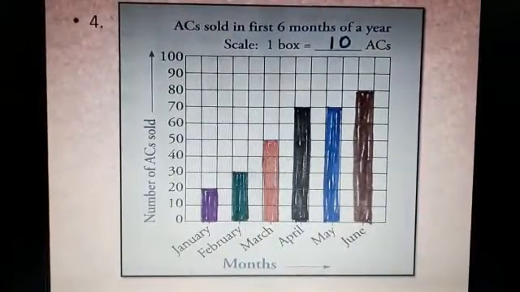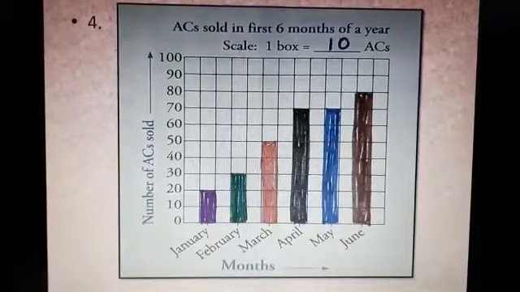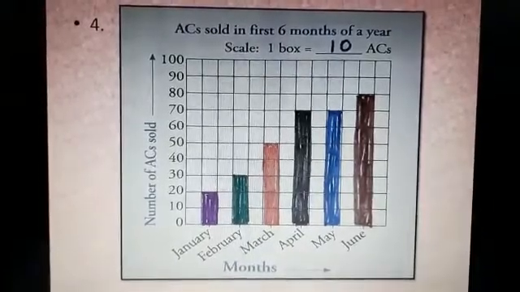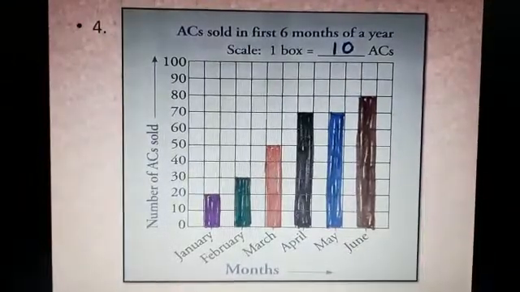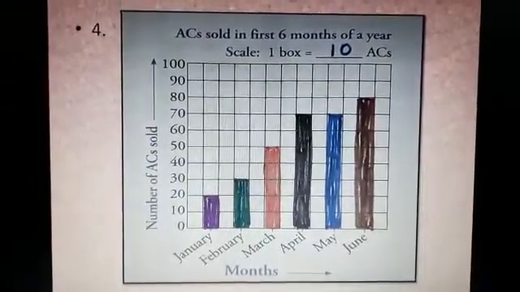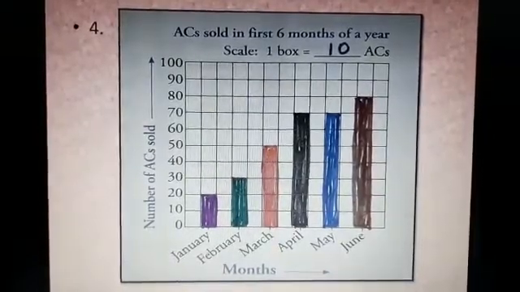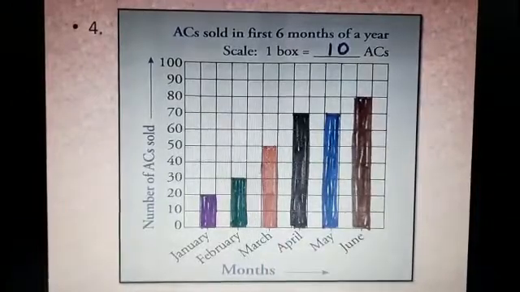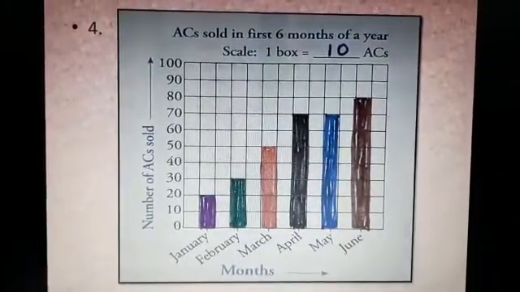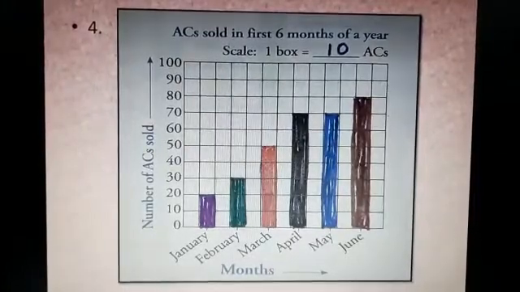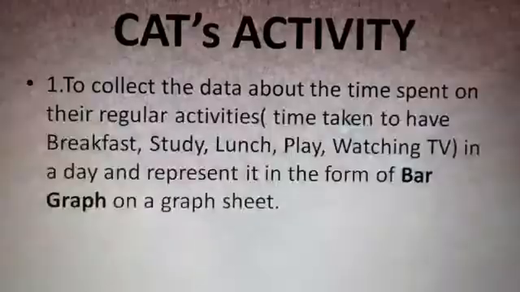We have to draw the bar graph using a scale. Now here what is the appropriate scale? All the numbers, if you see, they are multiples of 10. So we can take each unit as 10 ACs. So how many bars you will color? For the month of January, it is 2. For Feb, it is 3. For March, 5. For April, 7. For May, 7. And for June, it is 8.